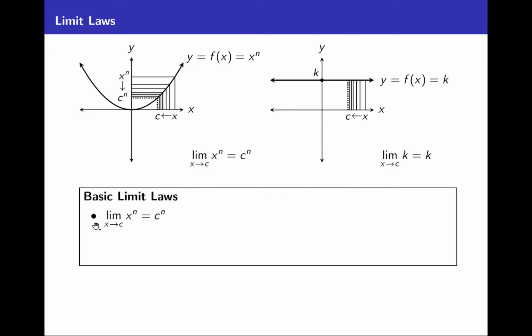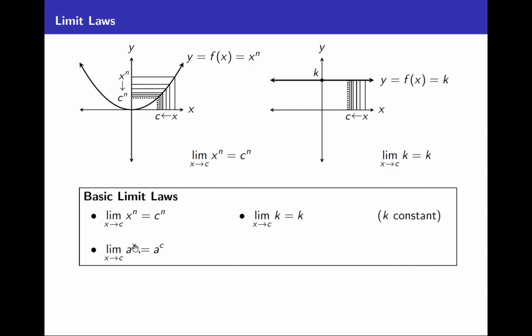Let's tally them. Basic limit laws. We have the limit as x approaches c of x to the power of n equals c to the power of n from here. We also have the limit as x approaches c of k equals k, where k is a constant. By the same reasoning, you might convince yourself that the limit as x approaches c of a to the power of x equals a to the power of c.